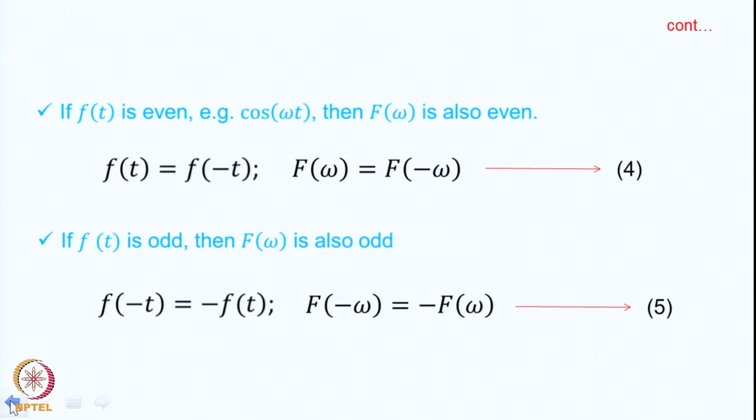Similarly, if f of t is odd, that is when we consider a sine function, for example, if f of t is equal to sine omega t, then f of minus t is equal to minus f of t. If this were sin omega t, and I change t to minus t, then it becomes minus sin omega t, and that is minus f of t. In that case, your frequency domain spectrum f of minus omega will be minus f of omega. So, what was positive on both sides earlier, now on one side it will be positive and the other side it will be negative. So, this half of the spectrum, if it is positive like this, the other side of the spectrum will be negative like this, that is minus f of omega. So, that is what you get if f of t is odd.